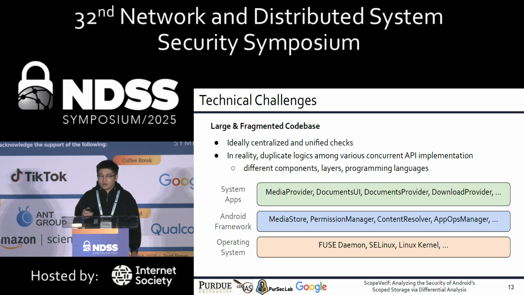Ideally, we really want to see a single component having all those scoped storage checks implemented in a very centralized manner. But in fact, the logic is implemented among different components and even in different layers. And sometimes there is duplicate logic, where one component implements it correctly, but another component implements it again, and there are problems there. So this is challenge number two.